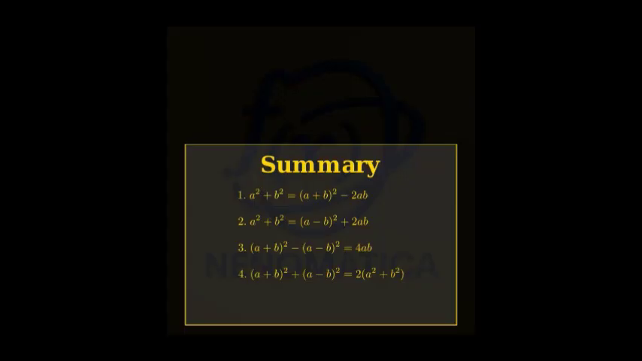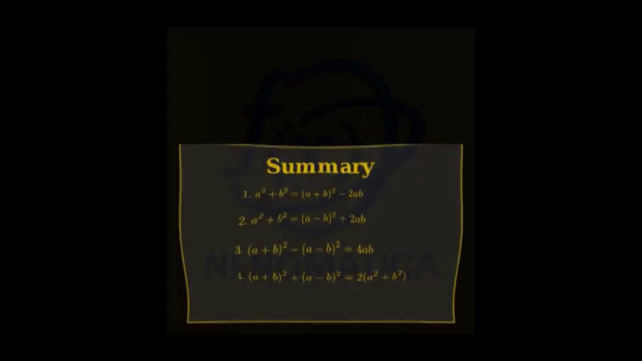And fourth, the sum of squares a plus b squared plus a minus b squared equals 2 times a squared plus b squared. These identities are powerful tools in algebra that can help simplify expressions, solve equations more efficiently, and even perform mental arithmetic more quickly.